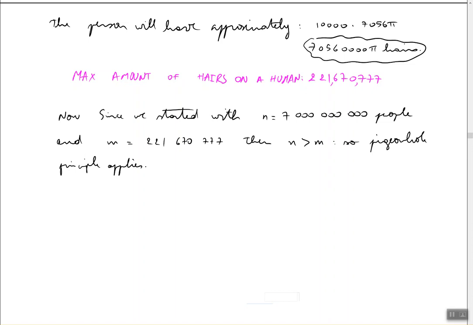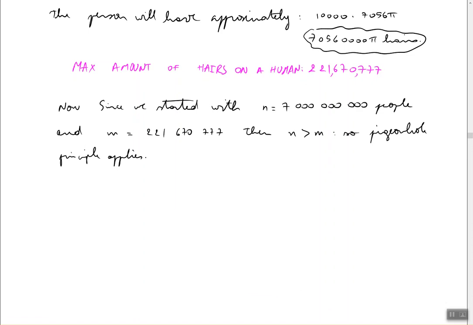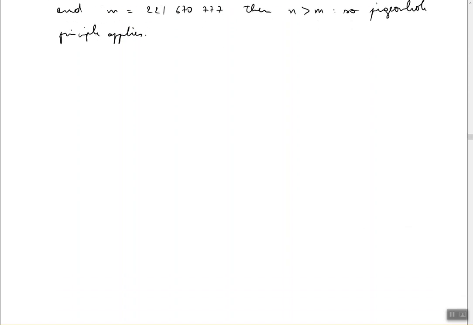I cannot tell you which 2 people, and I cannot tell you how many hairs they will have, but I know that there are 2 people on Earth sharing the same number of hairs. Again, it's a ridiculous kind of problem, but that's the power of the pigeonhole principle. It can prove things like that. So basically what happened in this problem is this.